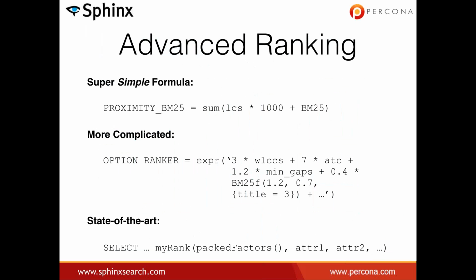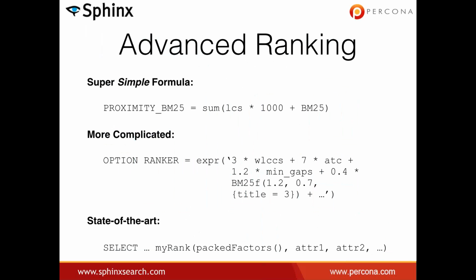It does, however, show how you can use a bunch of plain factors like W, LCCS, and ATC, and mean gaps, and other esoteric variables, if you will, and also compute a more advanced version of BM25 with tweakable coefficients and per-field weights and whatnot, plug that all into your ranking formula on the fly, and do some more advanced ranking than any of the built-in rankers provide. And this is actually useful.